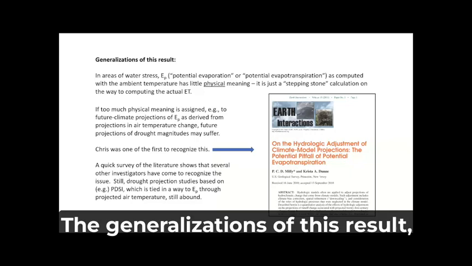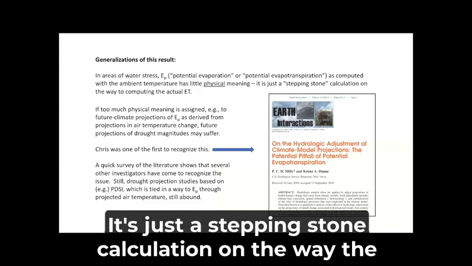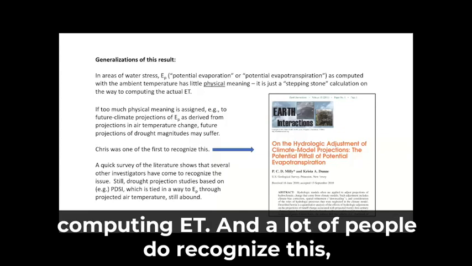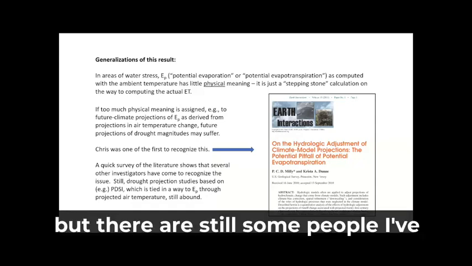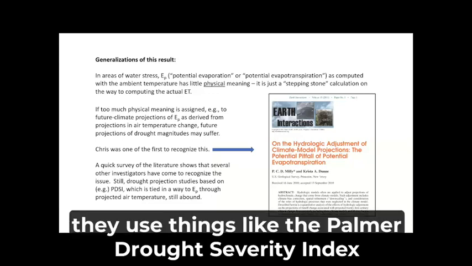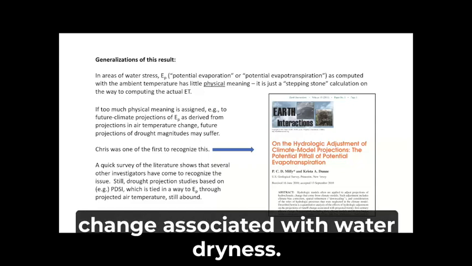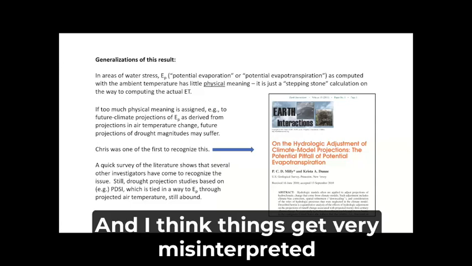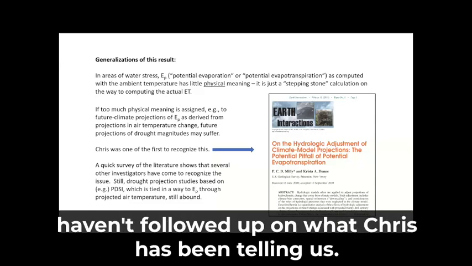The generalization of this result is that in areas of water stress, this potential evaporation has little physical meaning. It's just a stepping stone calculation on the way to computing ET. A lot of people do recognize this, and this paper was highlighted earlier, but there are still some people I've seen in the literature who use things like the Palmer Drought Severity Index as key to projections of temperature change associated with water dryness. And I think things get very misinterpreted even today because some people haven't followed up on what Chris has been telling us.